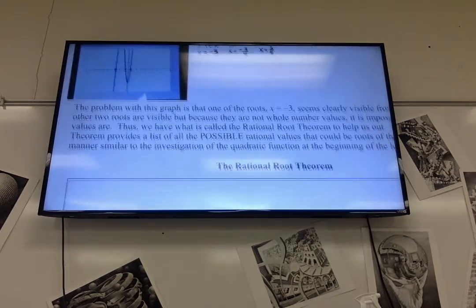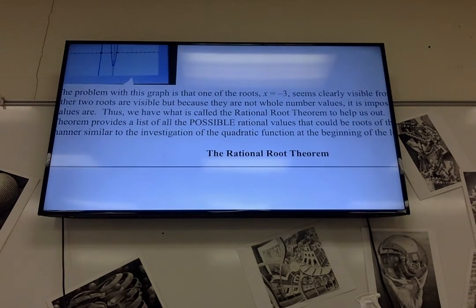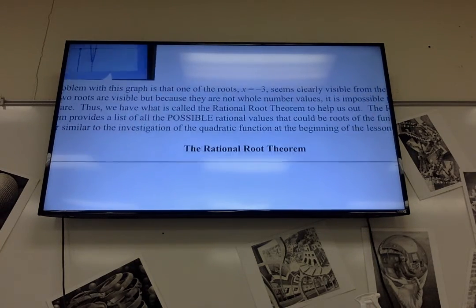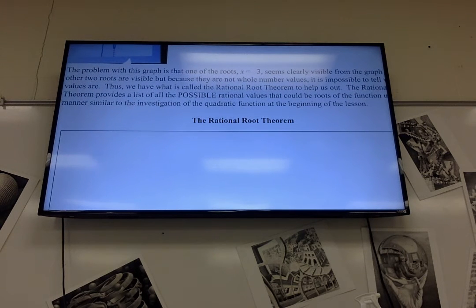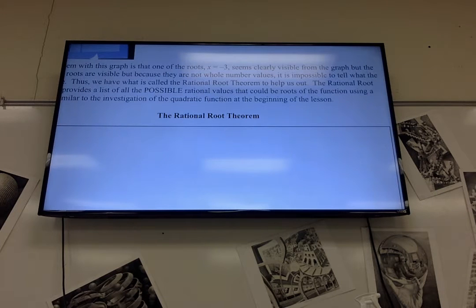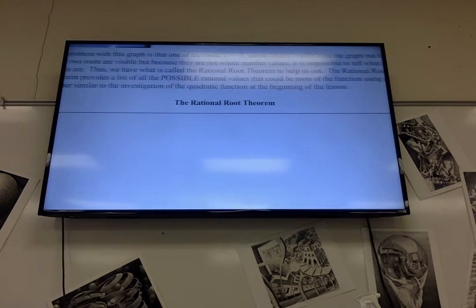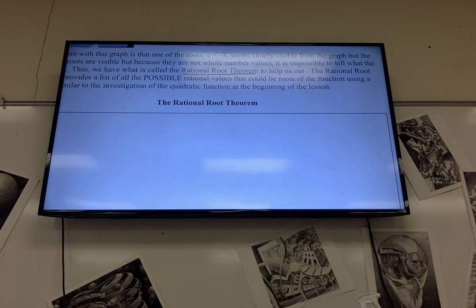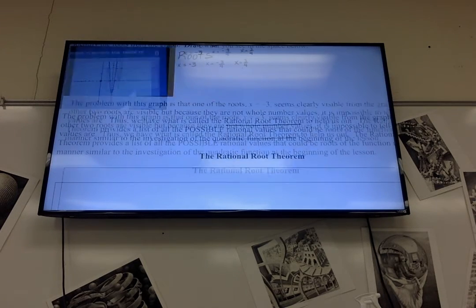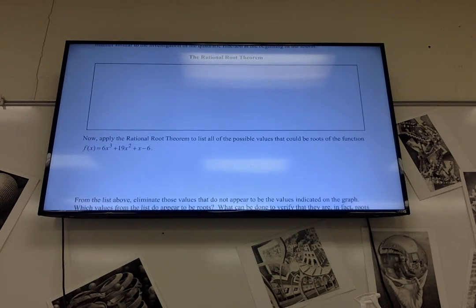So the problem is this x equals negative 3, like it says, is very clear. We can tell that that's negative 3, so that's awesome. But unfortunately, the other two are not whole numbers. So like you said, you were giving me decimals or fractions, and it's impossible to tell exactly what it is. So that's why we have this next theorem we're going to talk about, the rational root theorem. The rational root theorem lets us figure out what all the possible values are. And then we can look at those and see which ones match up or are close to those.